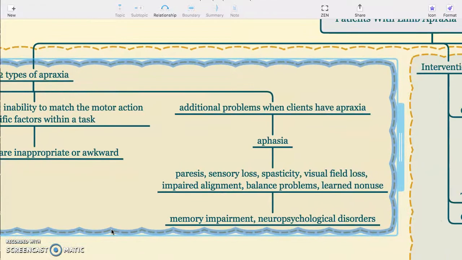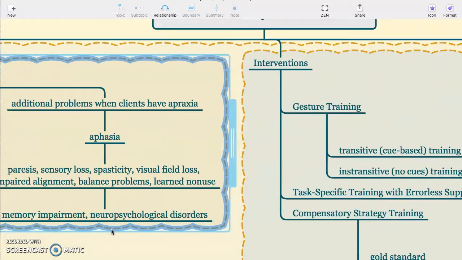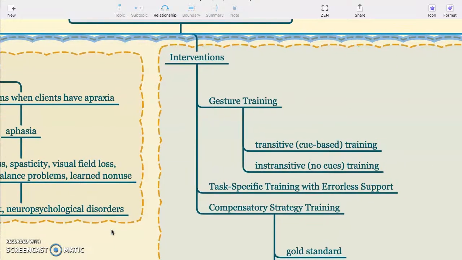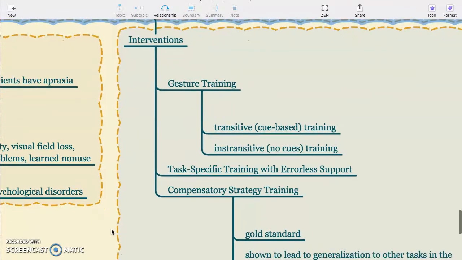In stroke or brain injury patients, you will rarely see limb apraxia by itself. Additional concomitant problems include aphasias, paresis, sensory loss, spasticity, etc. It's important to tailor each intervention to the client's individual problems. Interventions that address limb apraxia include gesture training. This can be either transitive or cue-based training, or intransitive or no-cues training.